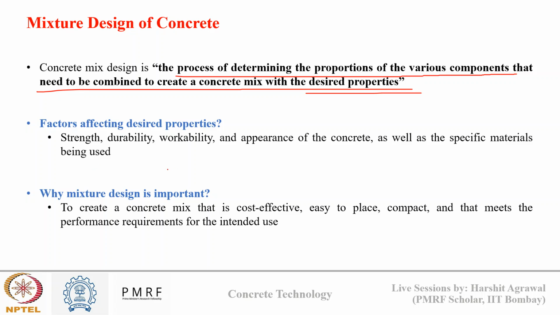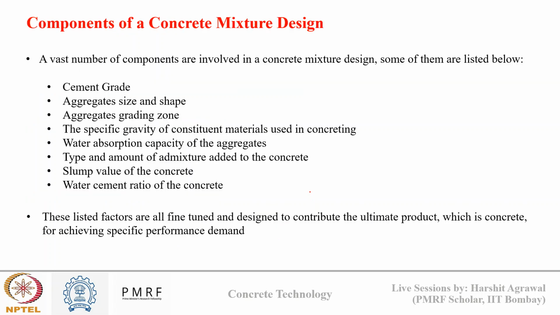Now, why do we do mixture design of concrete? This is important to create a concrete mix which is cost effective, easy to place, compact, and meets all performance requirements. And this you can understand from the same set of examples: M30 grade, M50 grade, high slump, low slump. These are all properties that we want from concrete. So for achieving those properties, we need to do proper mixture design.